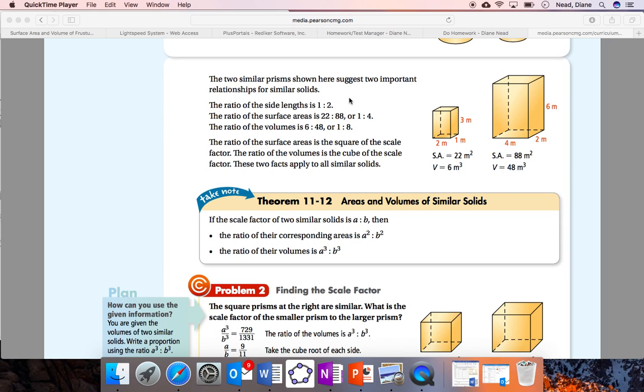Now, look at the difference: 1 to 2, 1 to 4, 1 to 8. If we take the ratio of the scale factor and square it, we get the ratio of the areas. If we take the scale factor of the side lengths and cube it, we get the ratio of the volumes, which makes perfect sense.